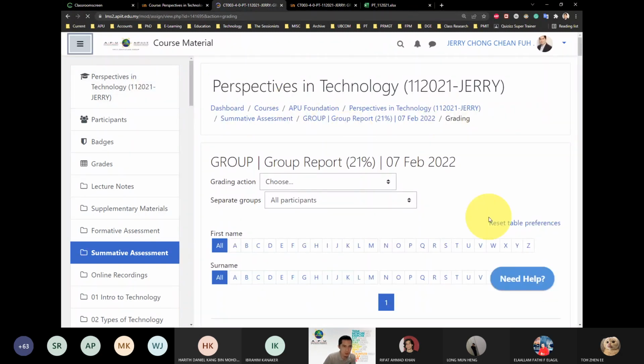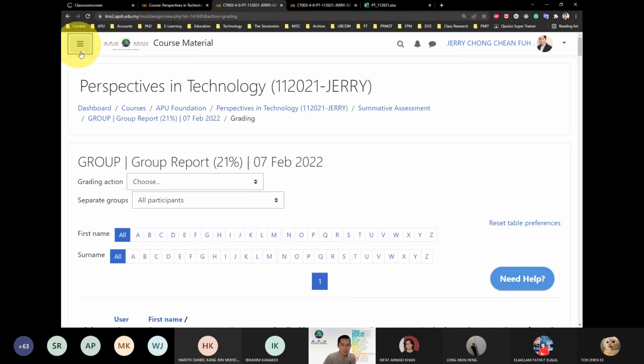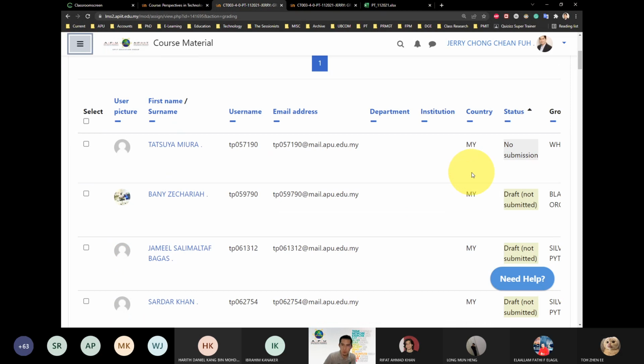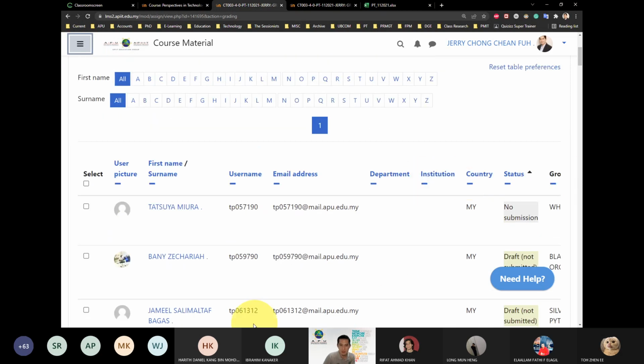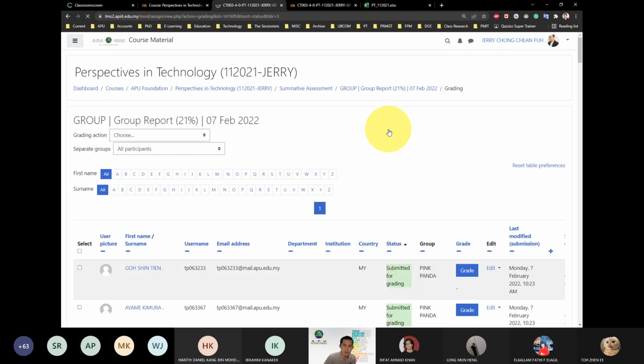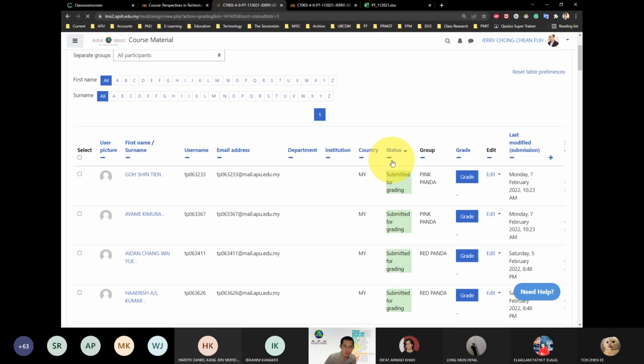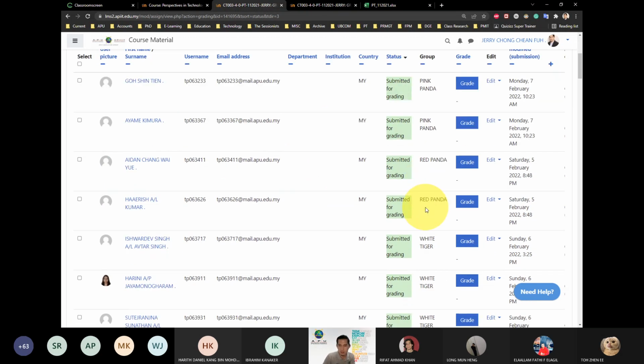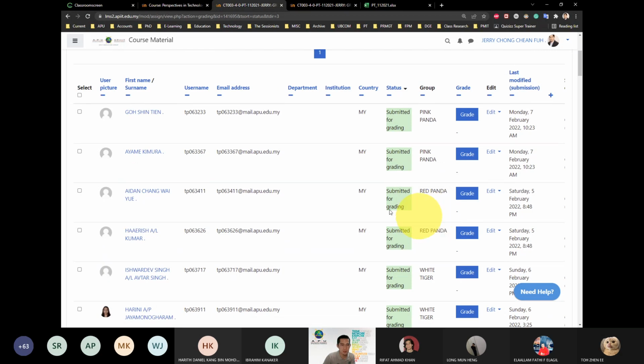The reason I'm showing this is that I wanted to ask the groups who have submitted if they faced any issues while submitting or not. Let me make this a bit smaller. I wanted to change the status here. Okay, all right. I see Pink Panda and Red Panda here.